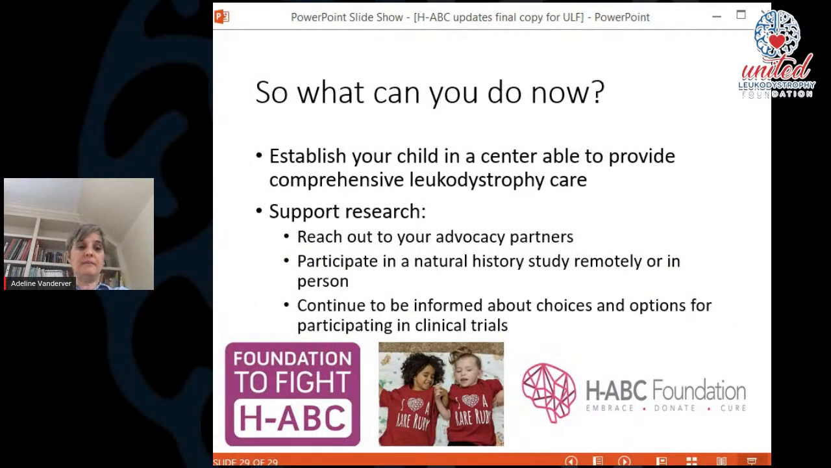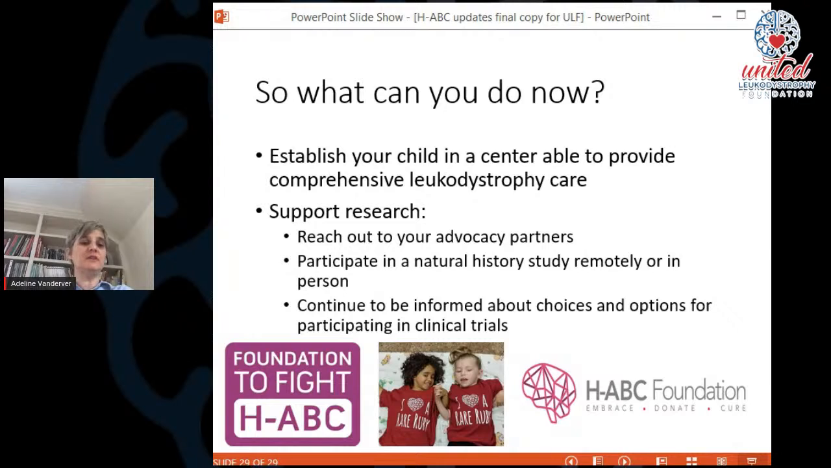So I think a lot of families want to know what they can do now to support research. And we're always so grateful to the families who reach out to us and who support research in various ways. For some families, that means making a foundation and driving research on their own. But for other families, that means participating on a one-on-one basis by joining a natural history study.